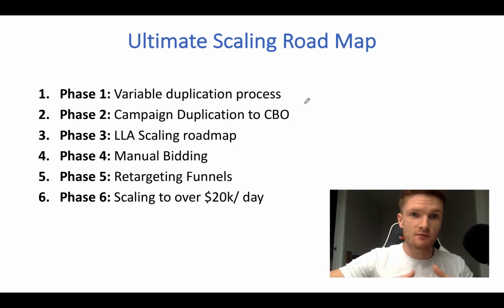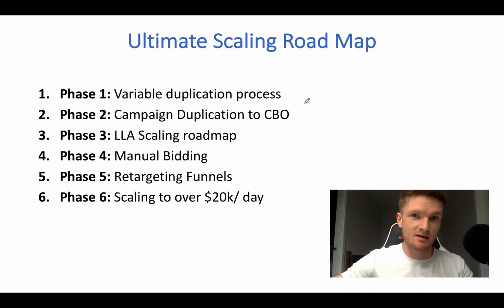So the first stage is the variable duplication process. So this involves essentially duplicating and replicating those profitable ad sets to bulk out your ad spend across the campaign and do it in a profitable manner. Because I know a lot of people, the thing they struggle with in dropshipping, they can find profitable ad sets, but then they don't know how to increase the budget and scale it while still retaining those high profit margins.